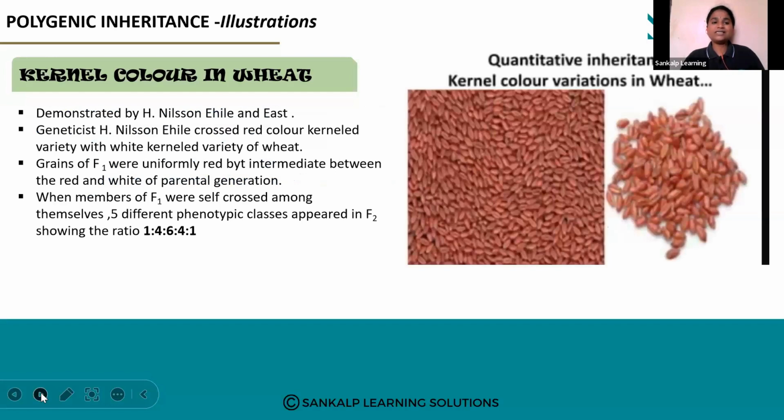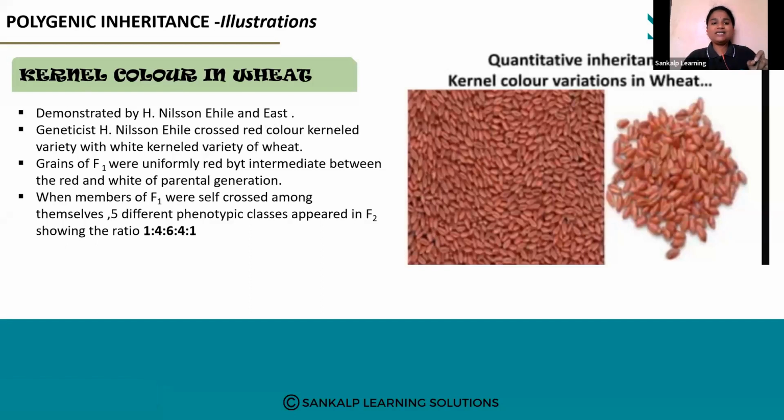The first one is kernel color in wheat. Wheat ಅಂದ್ರೆ ಗೊತ್ತು ನಮಗೆ ಅಲ್ವಾ? So ಗೋಧಿ. So ಗೋಧಿಯ kernel color, the outer layer color, will show polygenic inheritance ante. This was put forth by scientists named H. Nilsson-Ehle and East. Those persons were geneticists, okay?